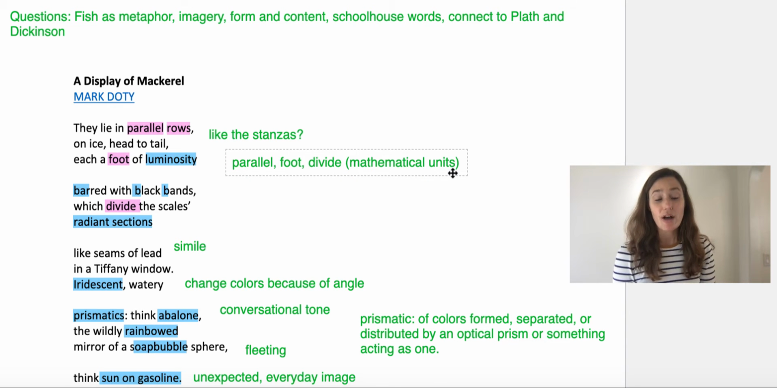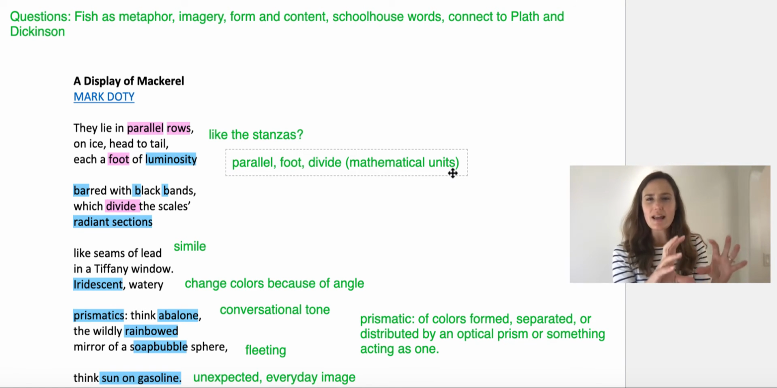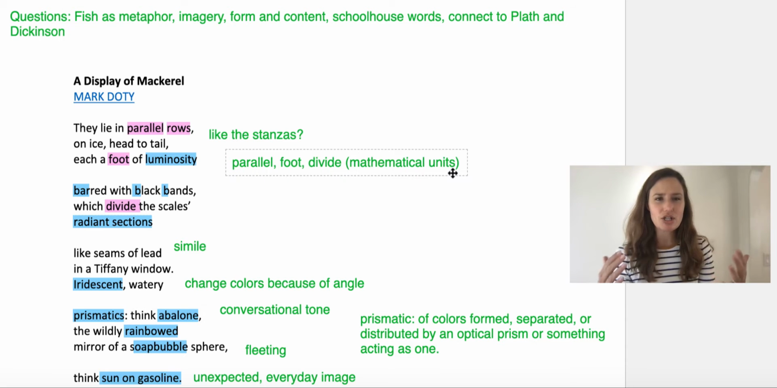I also want to talk about the word prismatic. So prismatics itself is the poet turning the word prism or prismatic into a noun. Prismatic means of colors formed, separated, or distributed by an optical prism or something acting as one. And the root word there, prism, makes us think of some sort of glass object that distorts light or refracts light in interesting ways. But a prism can also be a lens, a way of viewing something from a different perspective. So I think now we're getting a hint that these fish have this really interesting iridescent quality, but he's calling our attention to perspective and understanding in a different way.